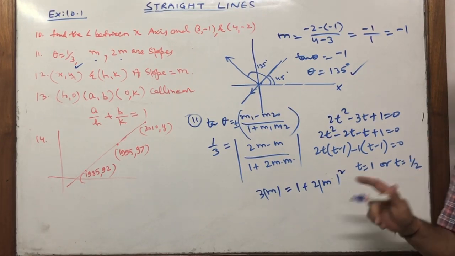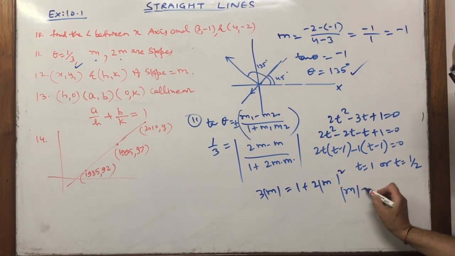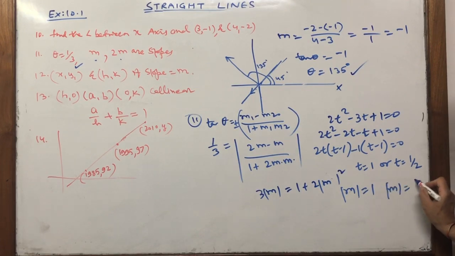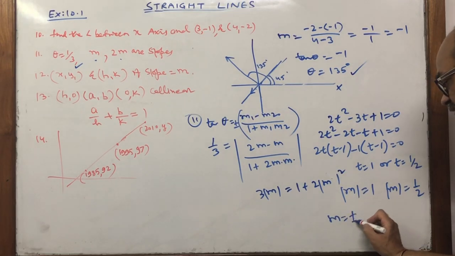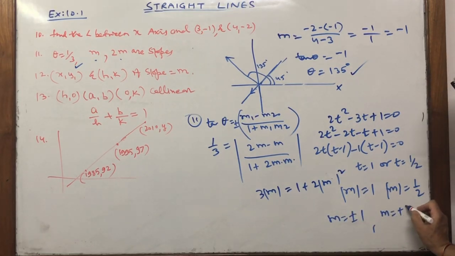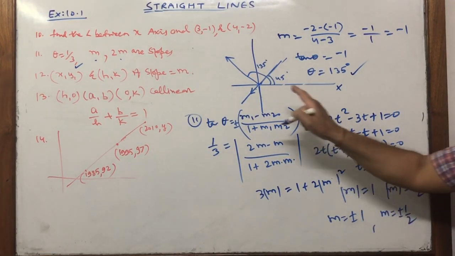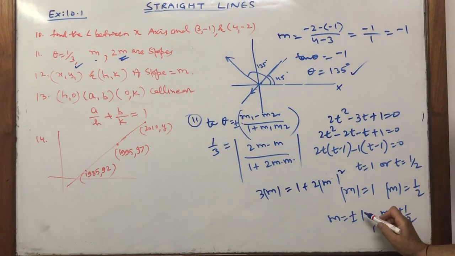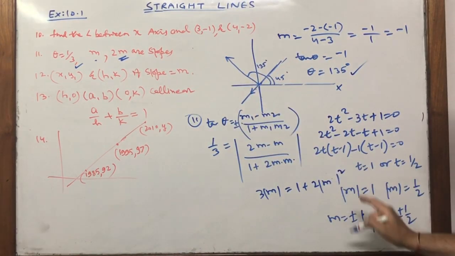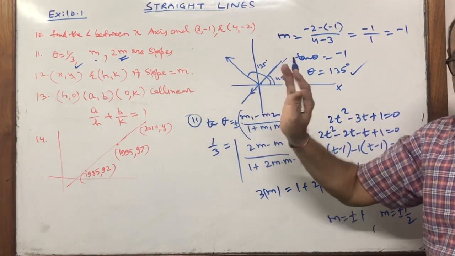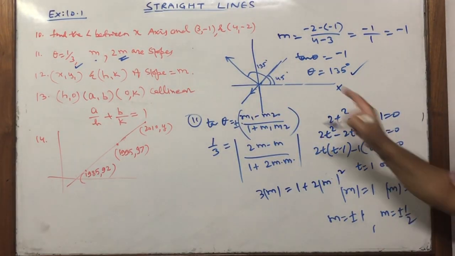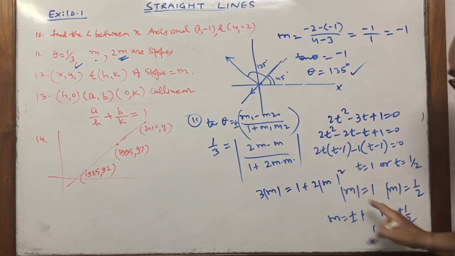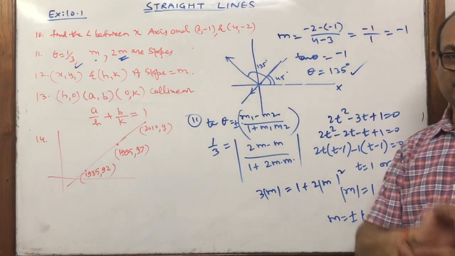What is t? t means mod m. So mod m equals 1 or mod m equals half. That is m equals plus minus 1 and m equals plus minus half. When m is plus minus 1, what about the other slope? It's double. So when it is 1, then it is 2. When it is minus 1, it is minus 2. First pair. Second pair, when m is plus half, it will be 1. When m is minus half, other one is minus 1.